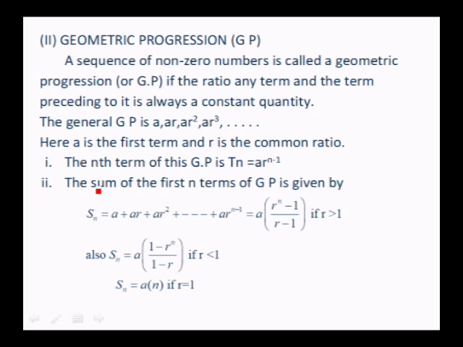The nth term of the GP is Tn is equal to A into R to the power of n minus 1. The sum of the first n terms of the GP is Sn is equal to A plus AR plus AR square, etc., AR to the power of n minus 1, which is nothing but A into R to the power of n minus 1 over R minus 1 if R is greater than 1. On the other hand, if R is less than 1, you get R to the power of n minus 1 to be negative. Therefore, Sn we take as A into 1 minus R to the power of n over 1 minus R if R is less than 1. If R is equal to 1, then it will be A plus A plus A, etc. up to n terms. So, Sn is An if R is equal to 1.